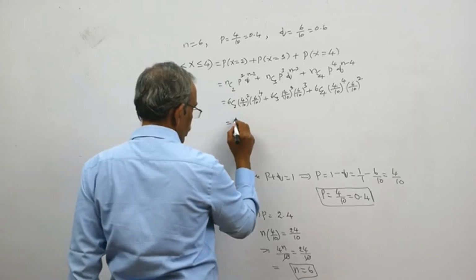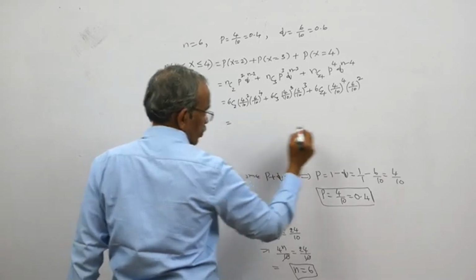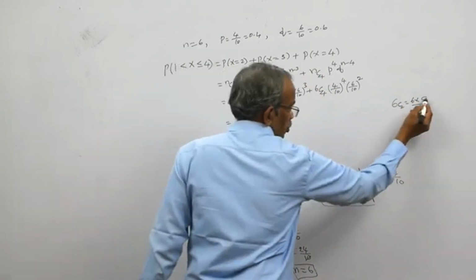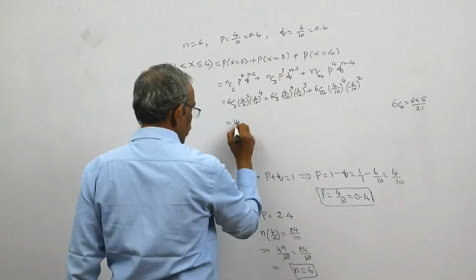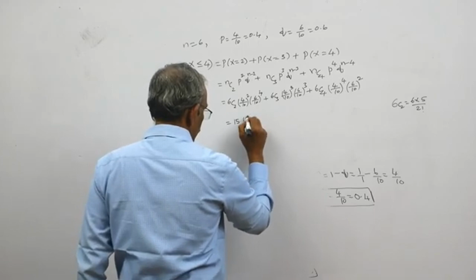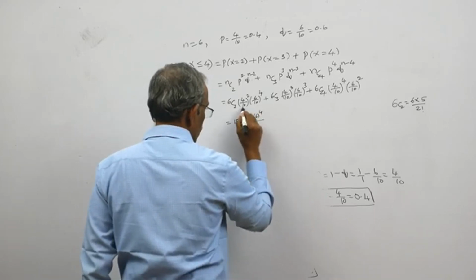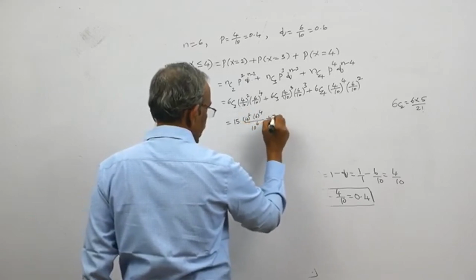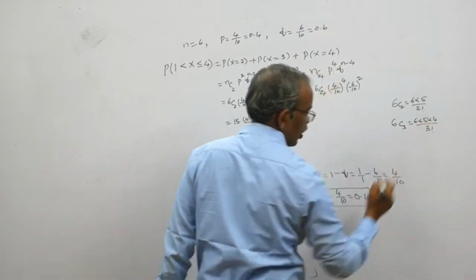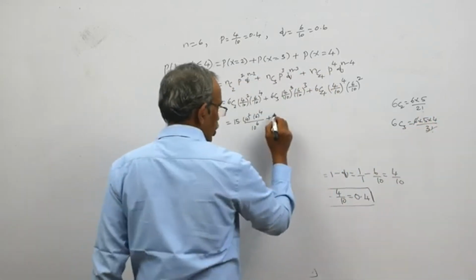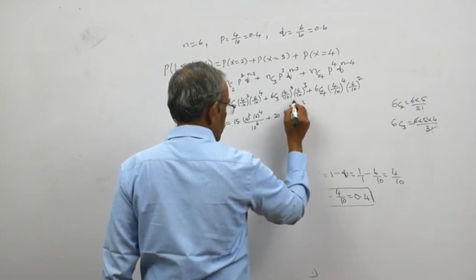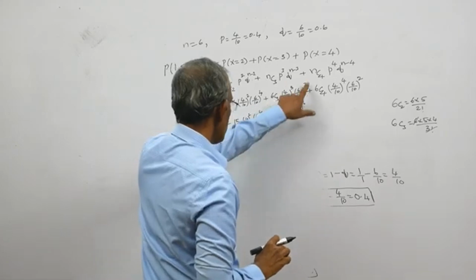6C2 is equal to 6 into 5 by 2 factorial, 30 by 2, that is 15, into 4 square into 6 to the power of 4 by 10 square into 10 power 4, 10 to the power of 6. Next 6C3 is equal to 6 into 5 into 4 by 3 factorial. 3 factorial means 6, cancel, then we get 20 into 4 cube into 6 cube by 10 cube into 10 cube, 10 to the power of 6.